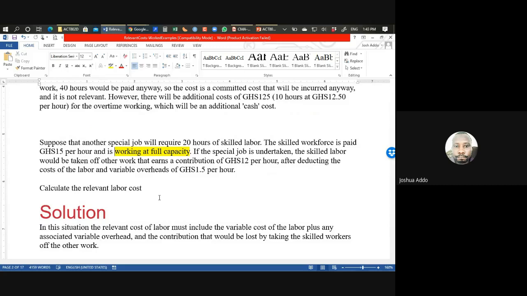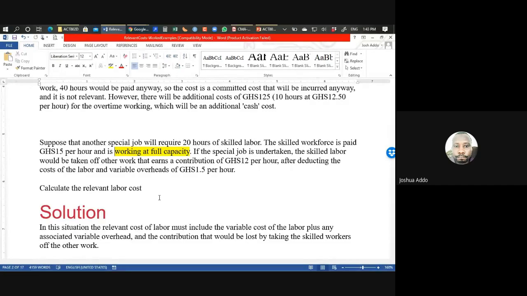These 20 hours times 15. 20 times 15 will be what? 300. Okay, 300. So that has to be paid for by the special contract.